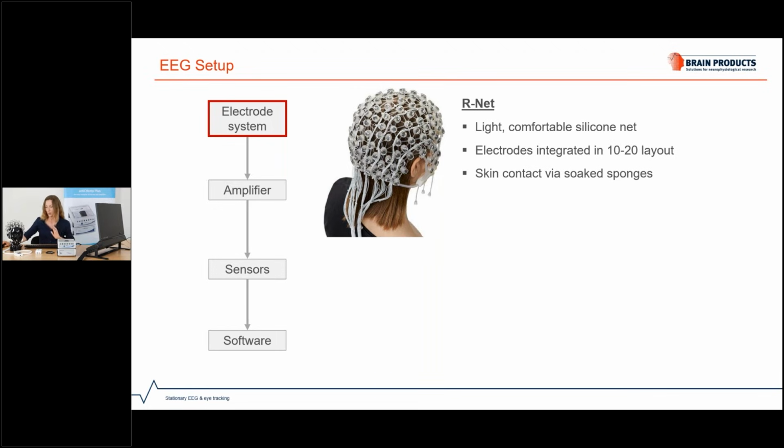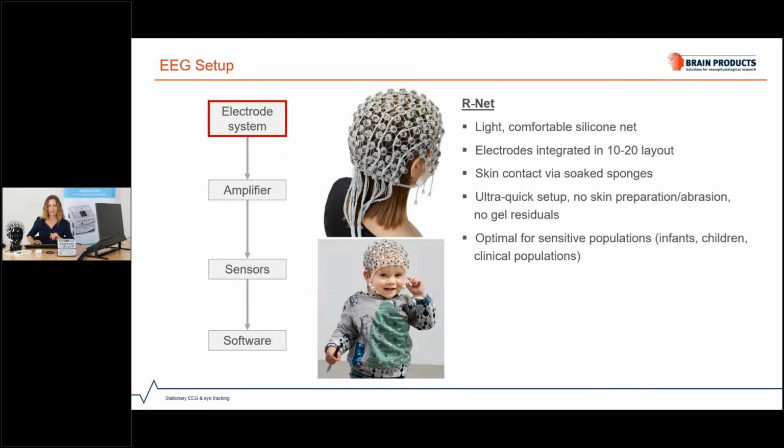The core feature of the RNet is that it's extremely easy and fast to put on, and it's very comfortable for the participant with really minimal effort. The whole net just has to be soaked in a saline solution for 10 minutes. It's placed on the head, and you're basically ready to go. You don't need to abrade the skin, you don't need to use any gel, and you won't have any gel residuals in the participant's hair. So again, this is perfect for populations like small children or infants, or also for clinical populations.